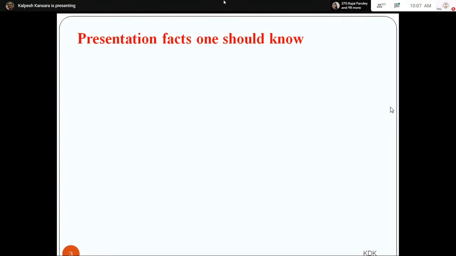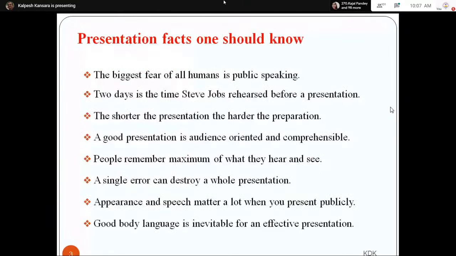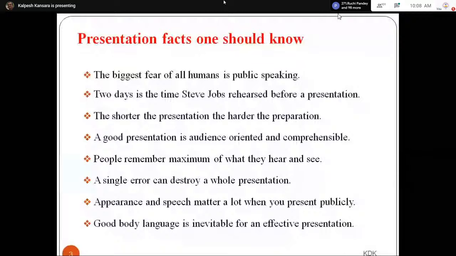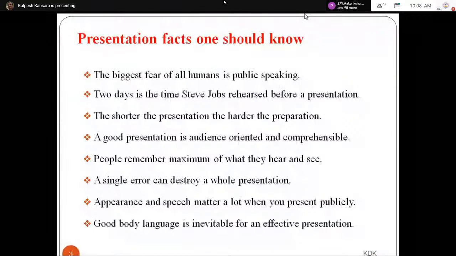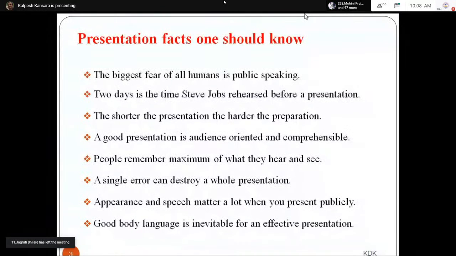Starting with the presentation facts, you all should know about facing this fear of public speaking. Even a person like Steve Jobs had to rehearse a lot before he could give any presentation. And it is said that the shorter the presentation, the harder the preparation. If you want to speak for 1 hour, you'll need around 2 3 days to prepare for it. But if you want to speak for 30 minutes, you'll need a week to prepare for it. So the shorter the presentation, the harder the preparation. You need to prepare for your presentations.